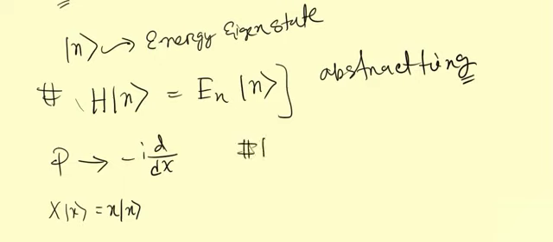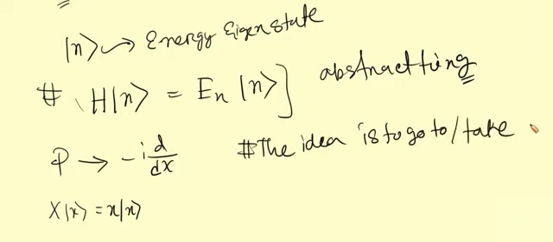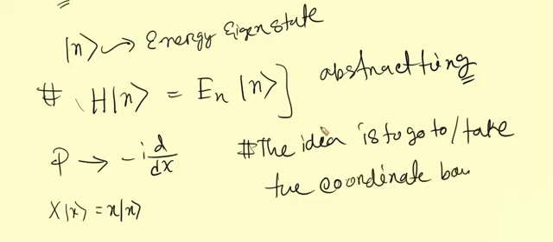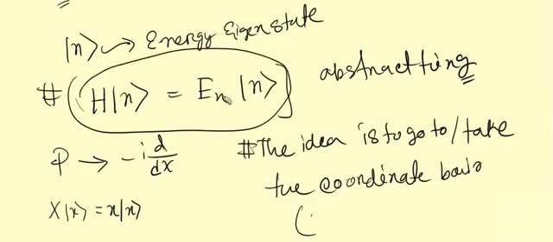So let me just write it down. The idea is to take the coordinate basis. That is, you are projecting this whole thing into the coordinate space, the space with x, y, z, the familiar coordinates that you're used to. So how can we do that?